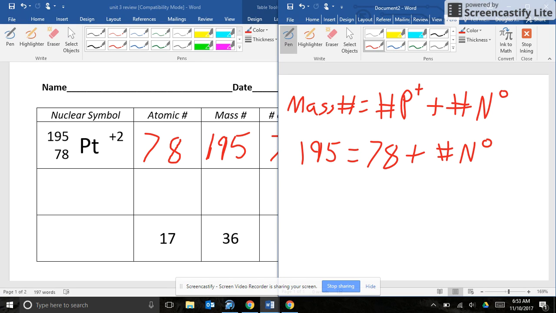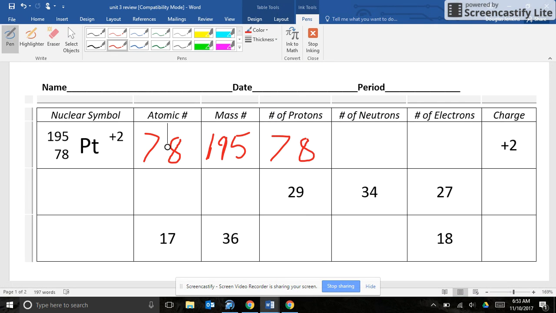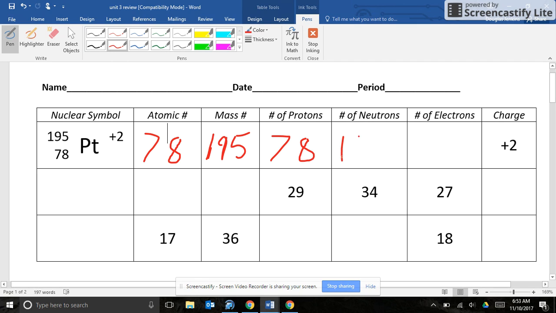Well, how do I do this algebra? I'm just going to subtract 78 from both sides. Minus 78, minus 78. And the number of neutrons is going to be equal to 195 minus 78, and in my calculator, that's 117. Or in your head, whichever way you want to do that math. So I have 117 neutrons. If you need the number of neutrons, you can just say the number of neutrons is the mass number minus the number of protons.